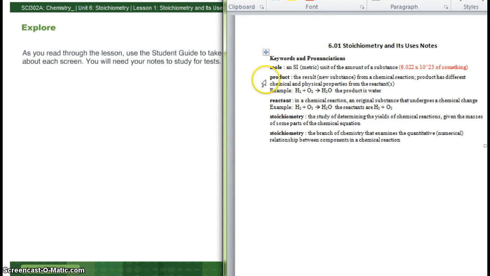Okay, the next word is product. It's the result or the new substance from a chemical reaction. Product has different chemical and physical properties from the reactant or reactants, and I added an example. It's always good to have examples in your notes so you can quickly refer back to them. So in the chemical equation, H2 plus O2 yields H2O. The product is water.